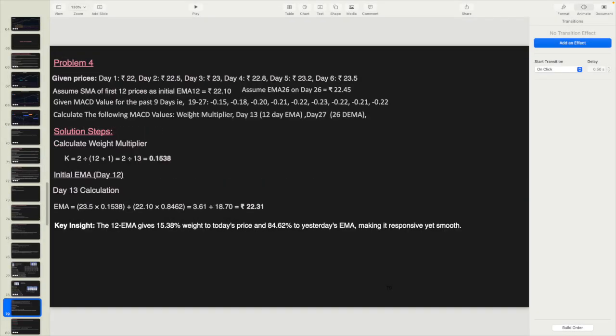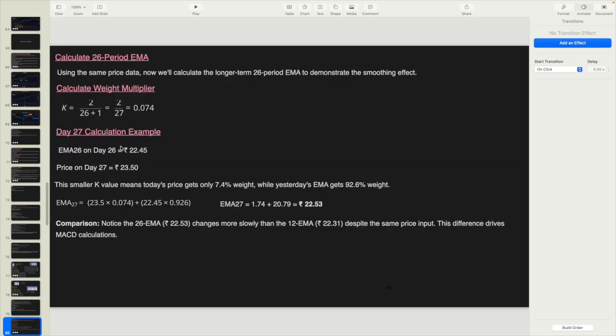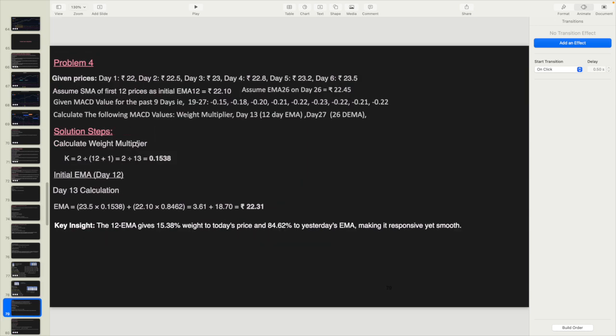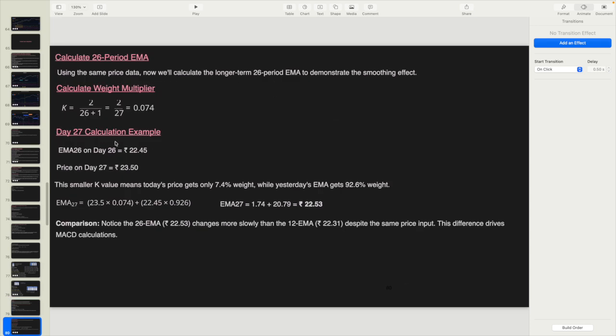We can go back. See, 23.5 here. This is the 23.5. How did you get this 22.45? You get 22.45 because we assume EMA 26 on day 26 as 22.45. Those are the two values we have taken here. This smaller K value means today's price gets only 7.4% weightage, while yesterday's EMA gets almost 92.6%.